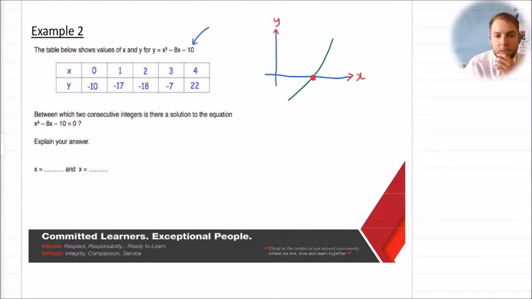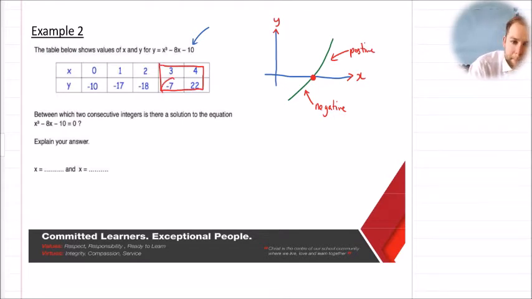Okay? Now notice when it crosses, here's where it's crossing. Before it crosses, it's a negative value. And after it crosses, it's a positive value. Okay, that's what we know. So here, what we're looking for is a sign change, where it changes from negative to positive. So minus 10, minus 17, minus 18, minus 7, here is where that sign changes. Between minus 7 and 22, that's where the sign changes, which means that my solution must be between 3 and 4. So it must be between 3 and 4 because of the sign change.